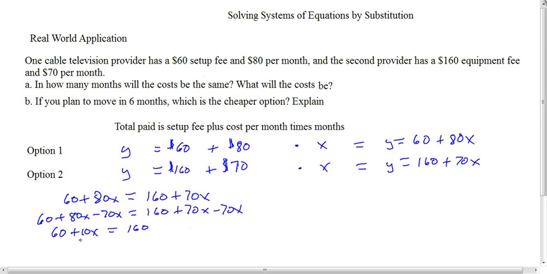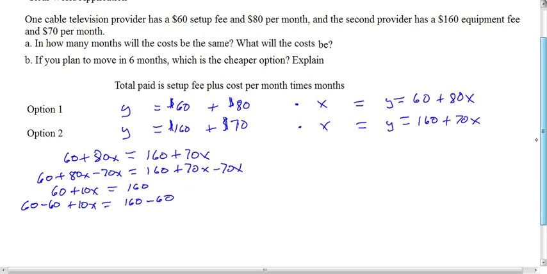Now all we need to do to get x by itself is to subtract 60 from both sides. So that will be 60 minus 60 plus 10x is equal to 160 minus 60. Okay, great. We're moving right along with it. So here we can see that our 60s cancel out. That would give us 10x is equal to 160 minus 60, which is 100.